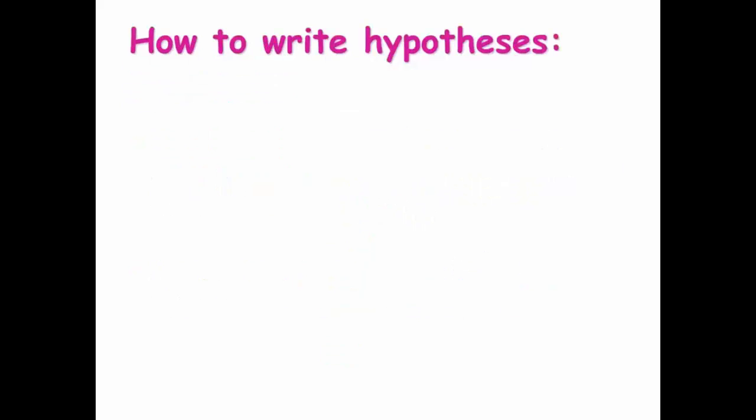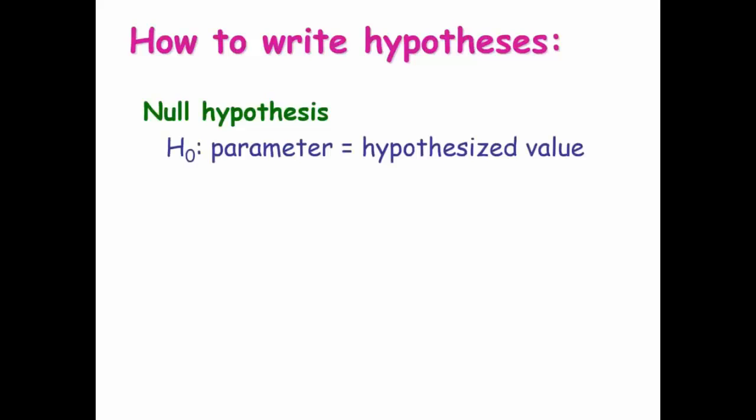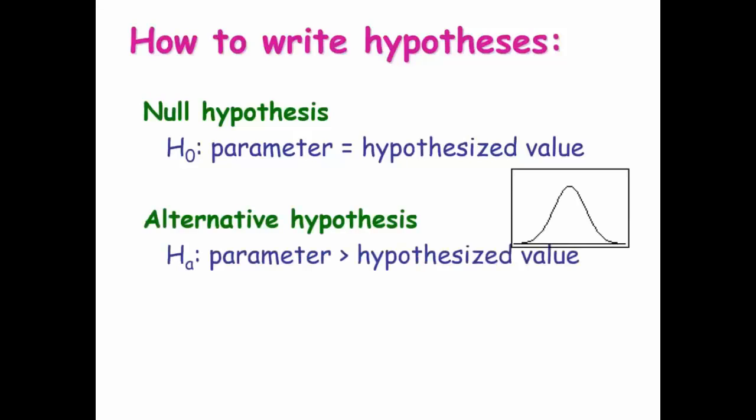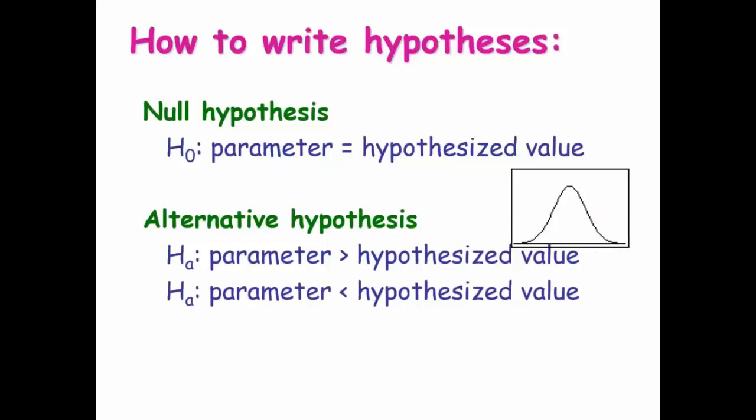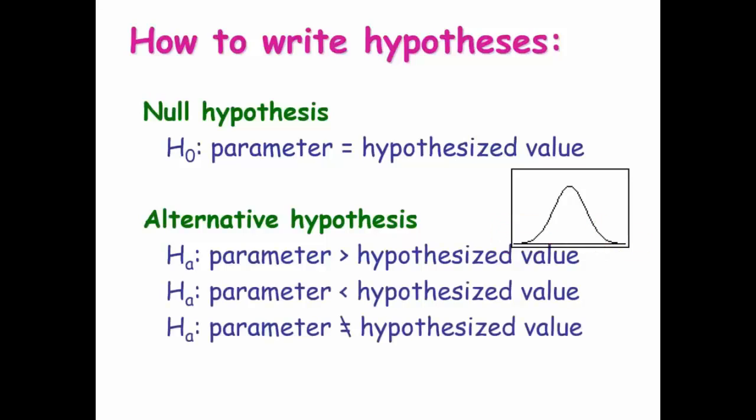Normally in a null hypothesis, we write our parameters equal to some hypothesized value. So for proportions, this will be some sort of percent of some kind. And then our alternative is one of three things. It's either greater than a proposed value, less than a proposed value, or just not equal to. That's what's called a two-tailed test.